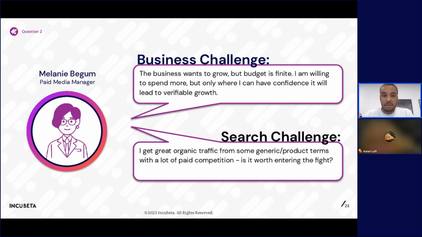Going into the second one here, we can see that Melanie had a different problem where the business wanted to grow, but the budget is a bit more finite. She's willing to spend more, but only where she has the confidence it will lead to verifiable growth. And then when we take this from a search perspective, you can see that you get great organic traffic from some generic product terms with a lot of paid competition. So it's worth entering the fight. So when we look at this, we're looking at a finite budget where pushing paid, is it worth it at the expense of the organic activity that seems to be doing quite well?